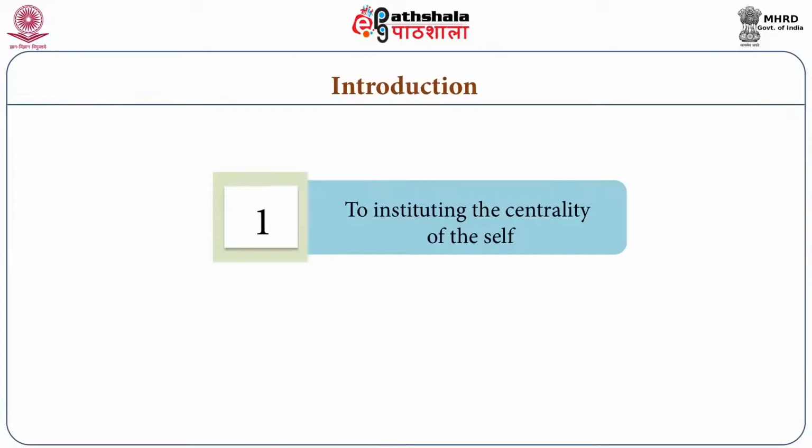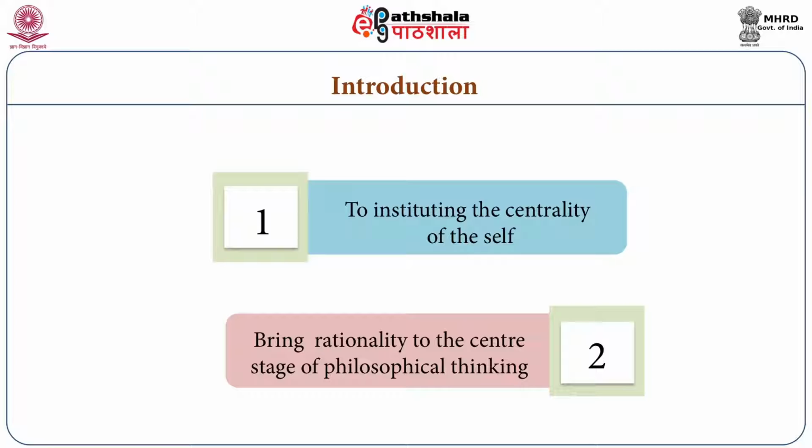We will try to cover both in this module. Now, in order to understand the civilizational task of the phenomenological movement, with particular reference to Edmund Husserl, we need to recall that two important tasks of modernity were instituting the centrality of the individual human being, and bringing rationality to the center stage of philosophical thinking. So, human centrality and rationality are the two basic pillars that constitute the project of modernity.